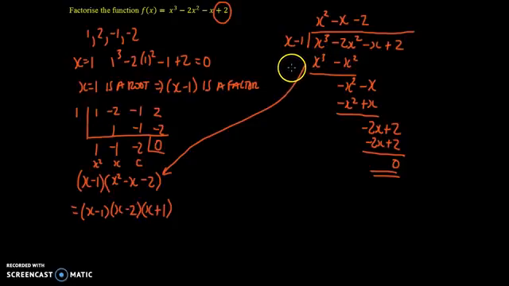Now, just before I finish off, just some maths jargon for you. This is called the divisor. This is called the quotient. And this is called the remainder. So just be aware of those terms.